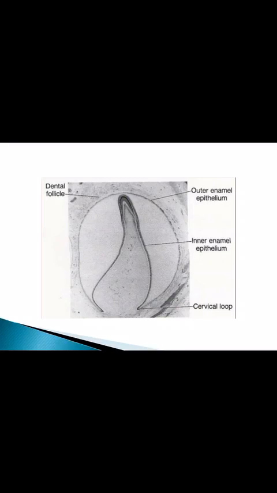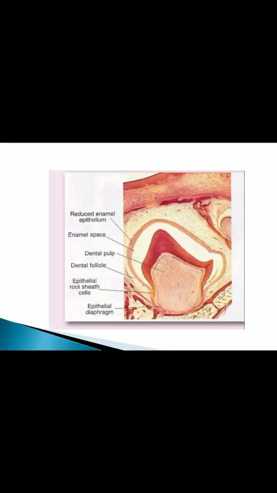Here you can see the outer enamel epithelium and the inner enamel epithelium, which grows rapidly from the cervical loop and forms Hertwig's epithelial sheath. The reduced enamel epithelium, enamel space, dental pulp, dental follicle, epithelial root sheath cells, and epithelial diaphragm are shown in this diagram.